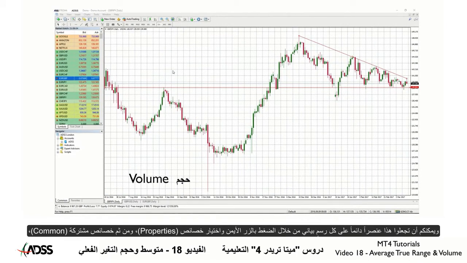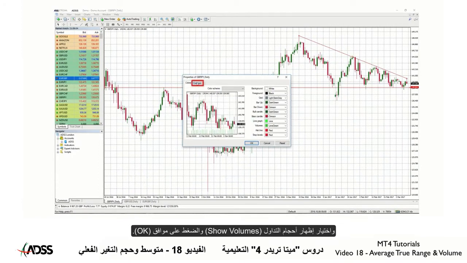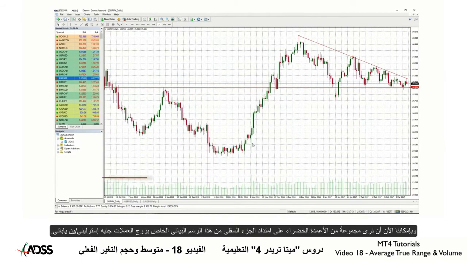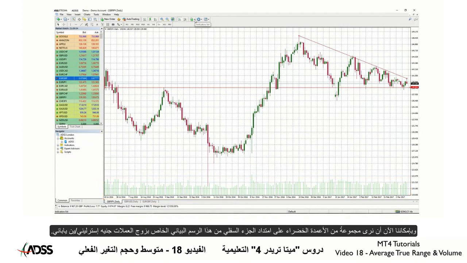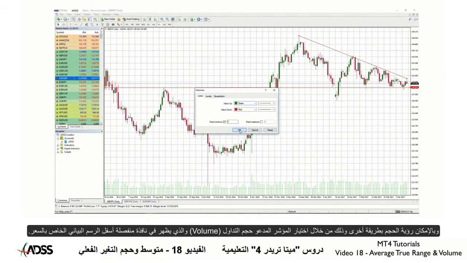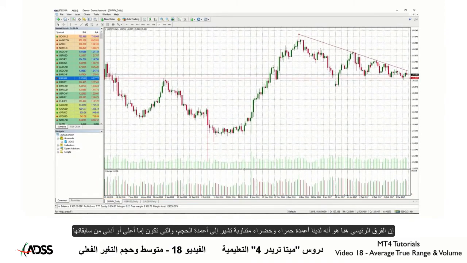You can make this a regular component on every chart by right-clicking and selecting Properties, then Common, select Show Volumes, click OK. We can now see an array of green bars along the bottom of this pound-yen chart. Another way to see volume is to select the indicator called Volume, which appears in a separate window below the price chart. The main distinction here is that we have alternating red and green bars which indicate volume bars which are either higher or lower than the ones before.